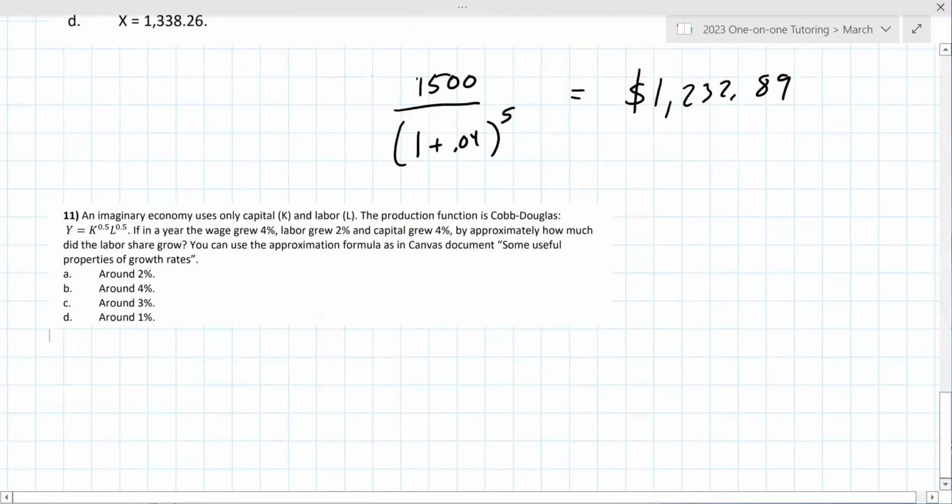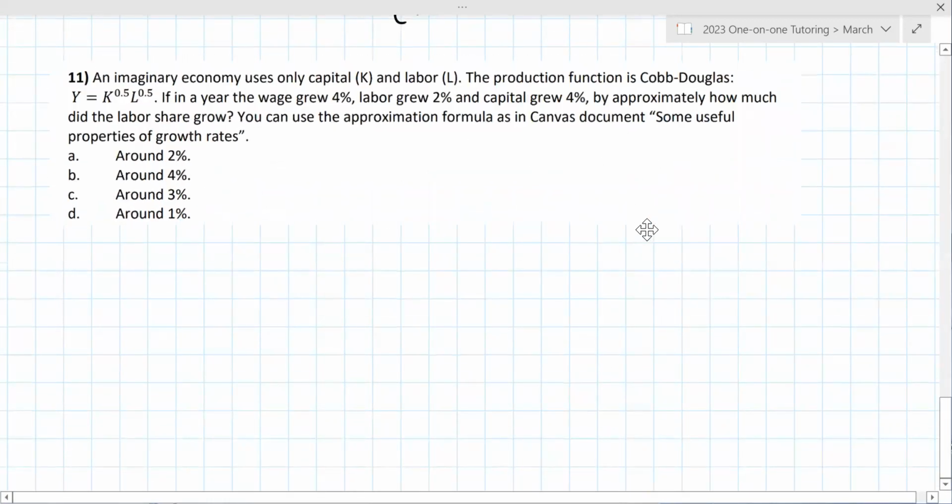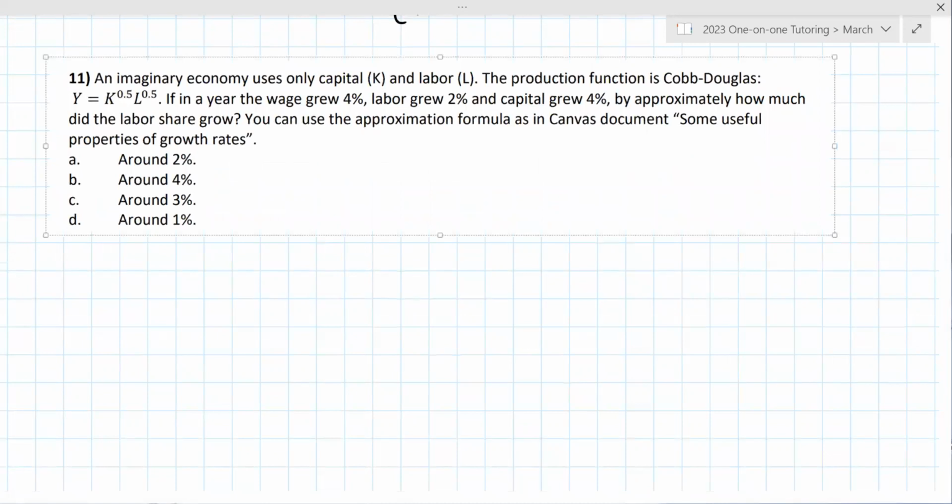All right, number 11 is another Cobb-Douglas thing. The solution is actually kind of complicated, but it says here, if in a year the wage grew 4% and labor grew 2% and capital grew 4%, by approximately how much did the labor share grow? And then it says you can use the approximation formulas, some useful properties of growth rates. Did you happen to? Yes, I do have that.